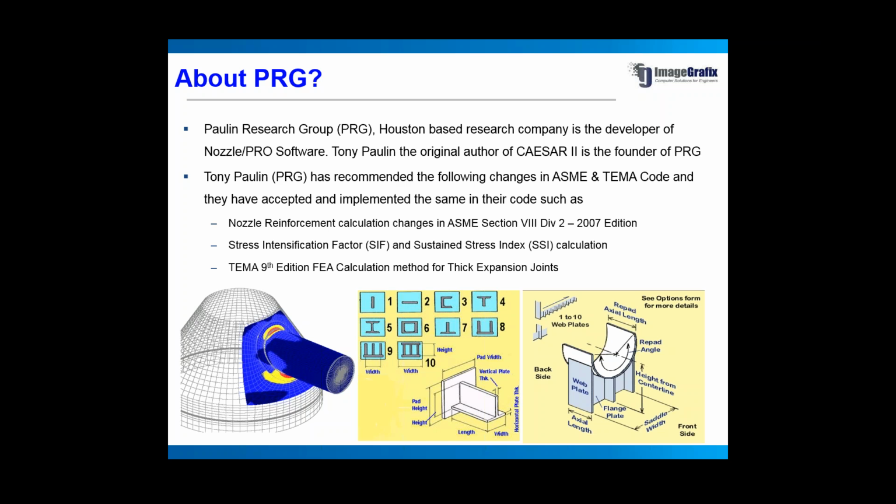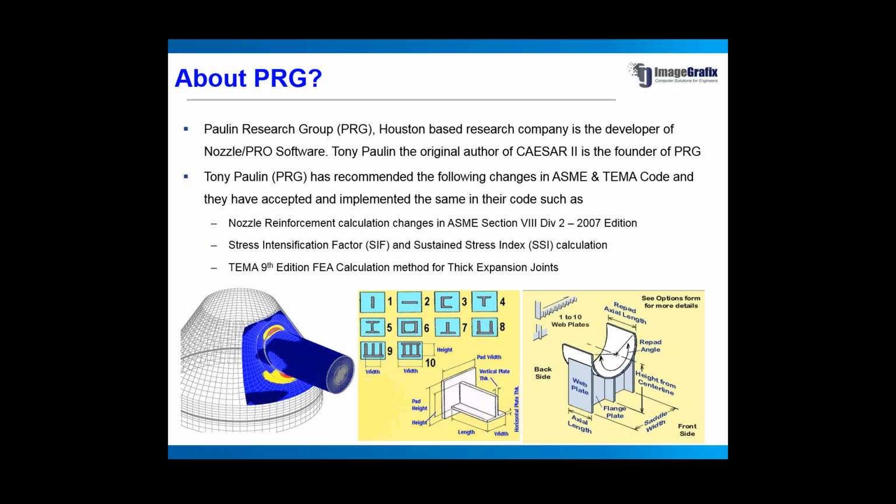If you see examples in this way, in 2007 we saw the major changes on the nozzle reinforcement calculations in the ASME Section 8 Division 2 2007 edition, and this was recommended, or the research was done, in Pauline Research Group. And the test results which came out of their lab were implemented into the ASME code, of course, for you.